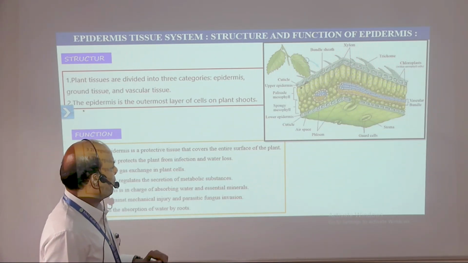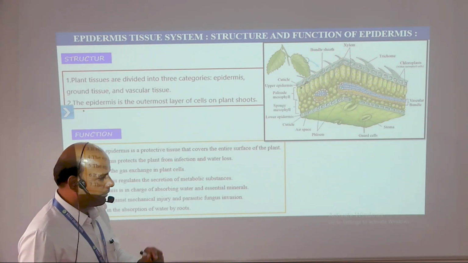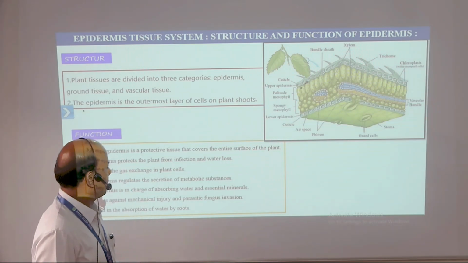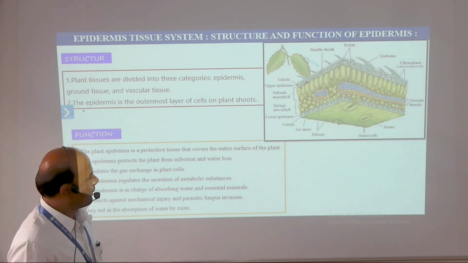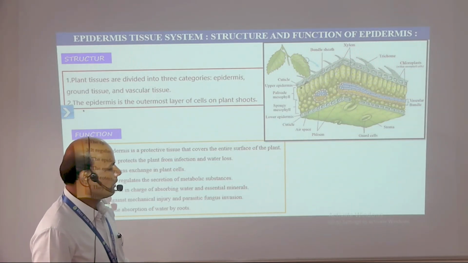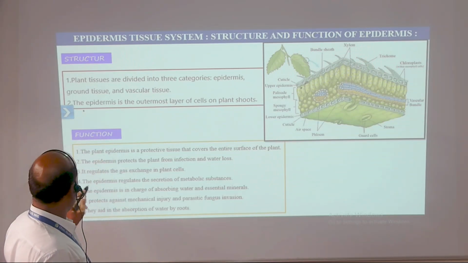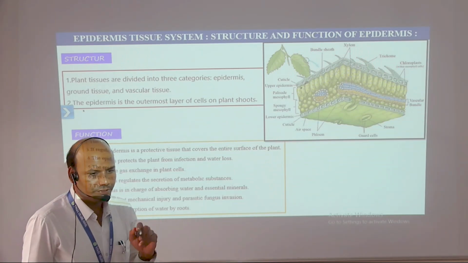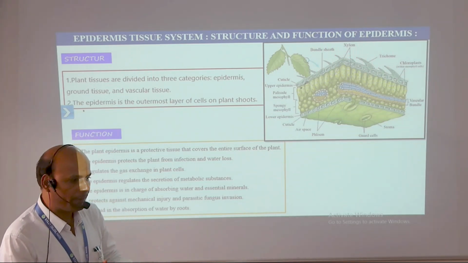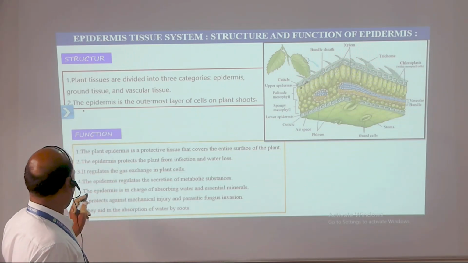Now, what is the function of epidermis? Here there are seven types of functions. The first function is that the epidermis is protective in nature, covering the entire surface of plants. Then the epidermis protects the plant from infection and water loss. Third, it regulates the gas exchange of the plant. When the stomata are present in the epidermis, their role is the exchange of gas.